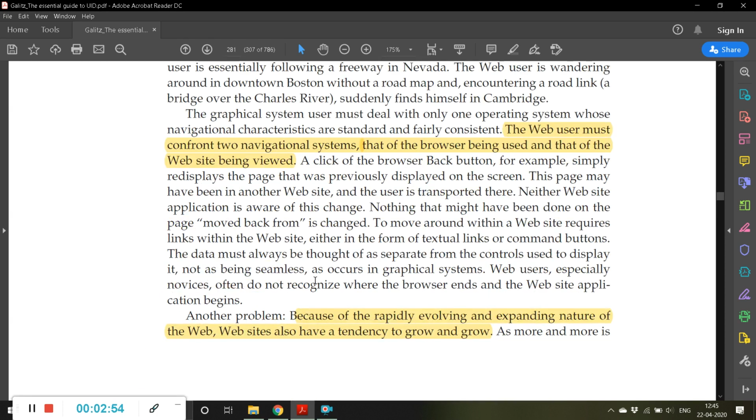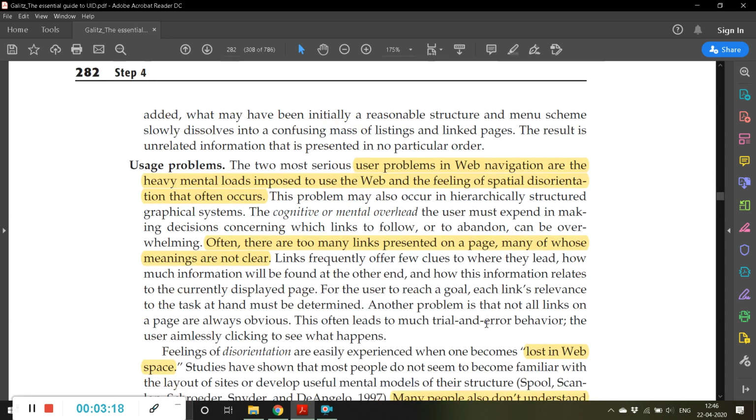Because of the rapidly evolving and expanding nature of the web, websites also have a tendency to grow and grow. The present day websites are growing infinitely. There is no end to it. You click on this, you go to the next, again next, again. So it becomes extremely difficult for the user to understand.